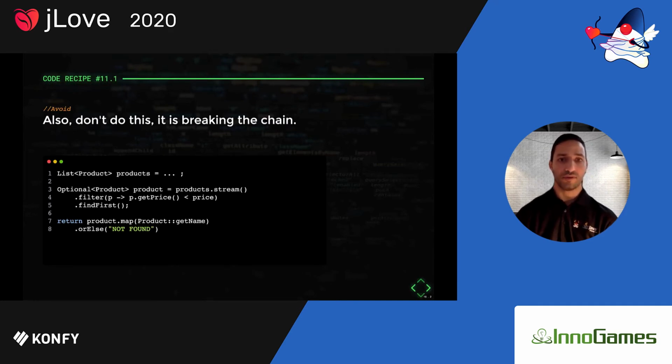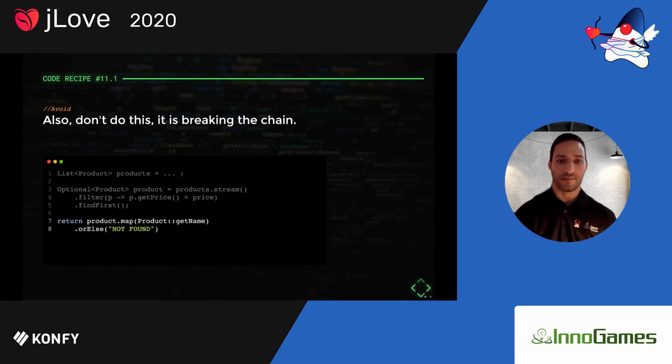And also avoid doing this. It's breaking the chain also. Don't do something like a stream where you give the price and findFirst. Then you have a map, returning the product, maybe because you just like to transform it. Then orElse, and then you return not found. You shouldn't do this because this map is related to optional. It was not related to streams, because optional has map, and we will learn about it.